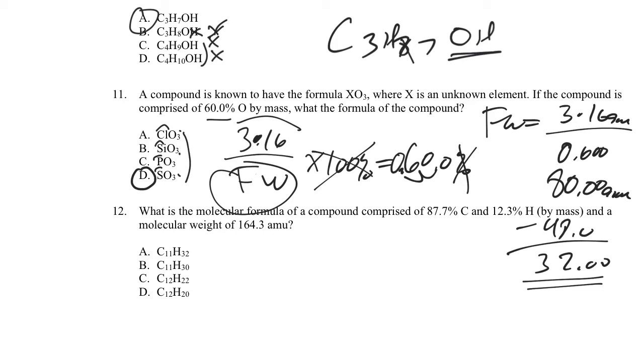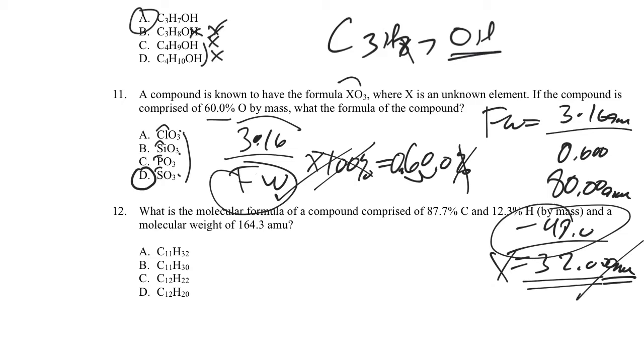Okay, so you can solve it a variety of ways, but here I'm just saying, I can use what the percent O means. The percent O is 3 times O divided by the formula weight, which is 60%. I can solve for the formula weight, subtract the O's, and figure out the mass of the other element, the X, if you will. So the X molar mass is 32.00 AMU. Then I go look and see sulfur is closest to that.